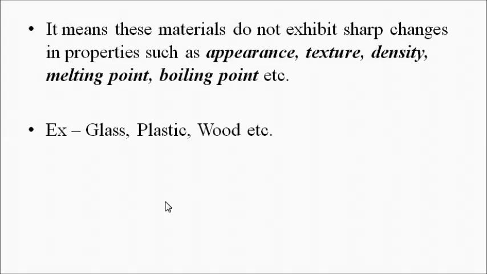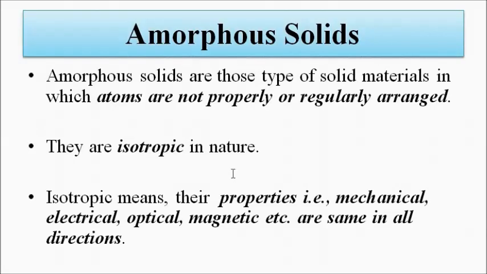So that is the property of amorphous solids. Some examples: glass, plastic, wood, etc. So they come under the amorphous solids. The main points associated with them are they do not have any proper pattern of arrangement of their atoms, and they are isotropic in nature, it means their properties are the same in all directions.